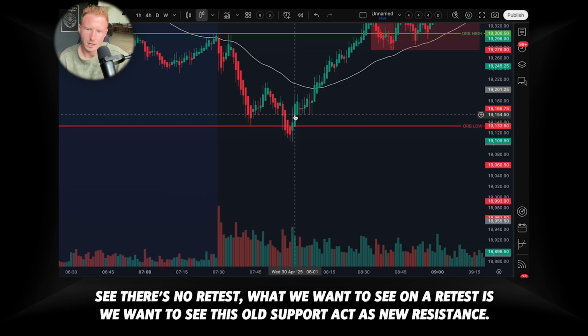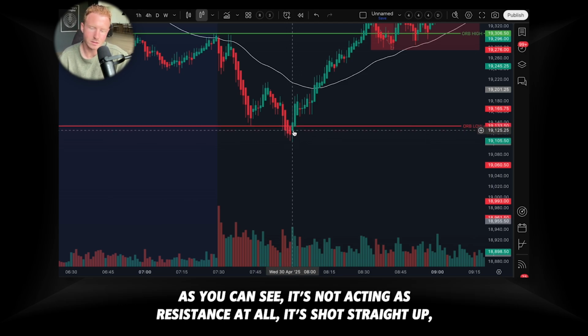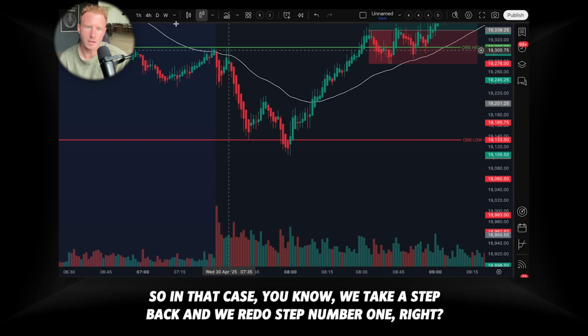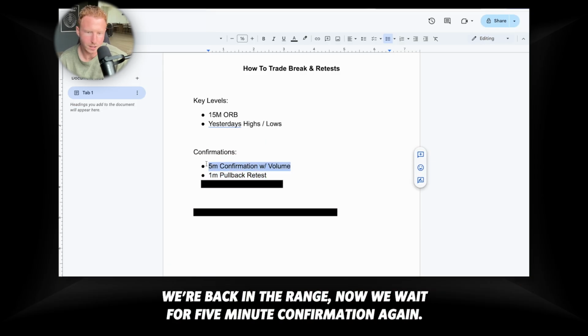See, there's no retest. What we want to see on a retest is we want to see this old support act as new resistance. As you can see, it's not acting as resistance at all. It's shot straight up. So in that case, we take a step back and we redo step number 1, right? We're back in the range. Now we wait for 5-minute confirmation again.